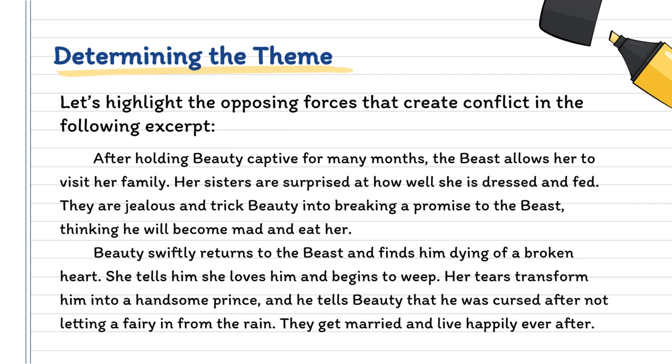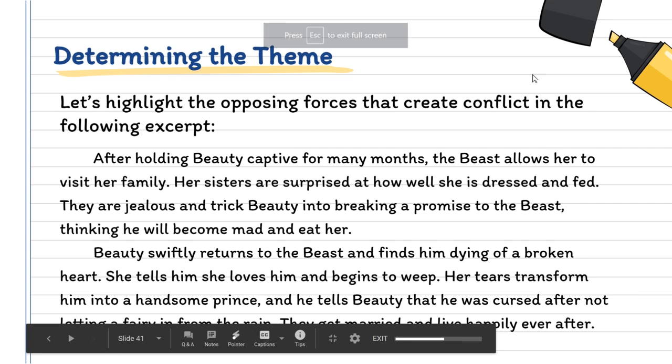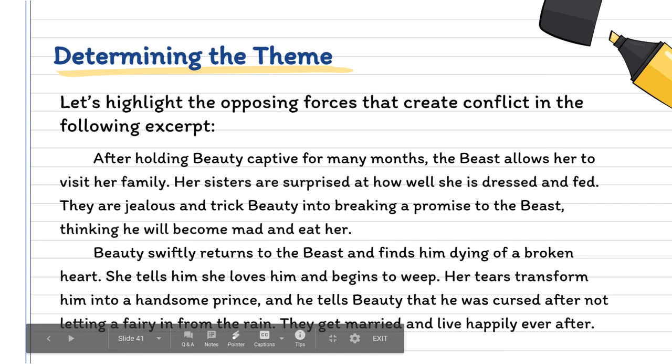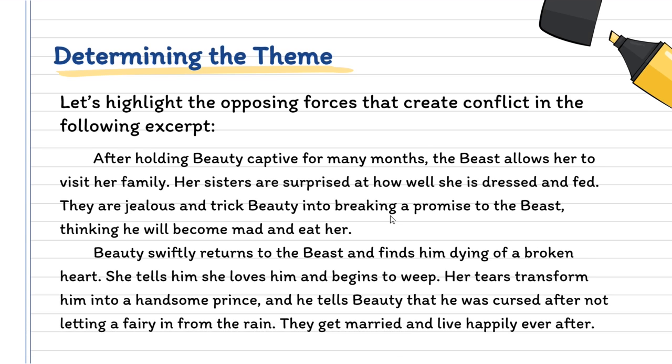So we're trying to figure out what the opposing forces are that create conflict in this excerpt. So here I can see that her sisters are jealous, and they actually trick Beauty into breaking a promise to the Beast because they think that he will become mad and eat her. So right here I can see the opposing forces, and that's going to create conflict.